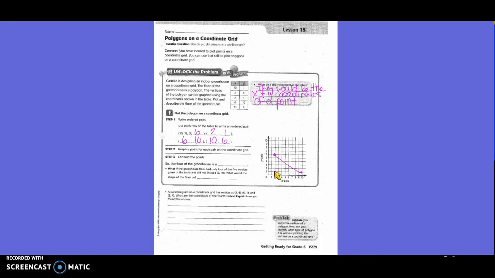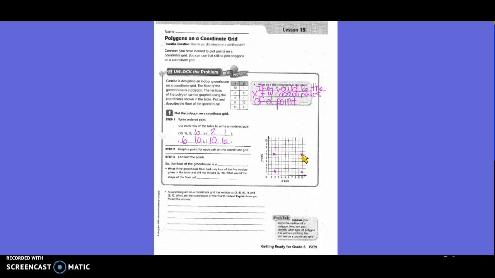Okay, so should I start connecting these yet? No, because it's going to end up wrong. Are they going to crisscross? Yep. And in a polygon, do you want things to crisscross? No. So we'll wait to connect them later. So we just did 2, 1, then we should do 6, 10. What should we do next? 10, 6. Now can I connect them?